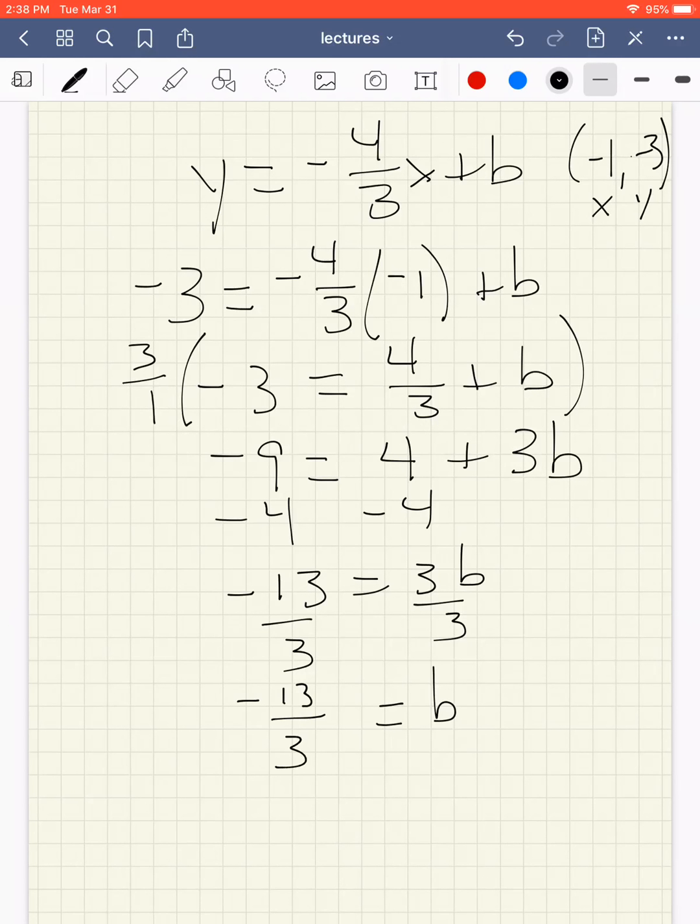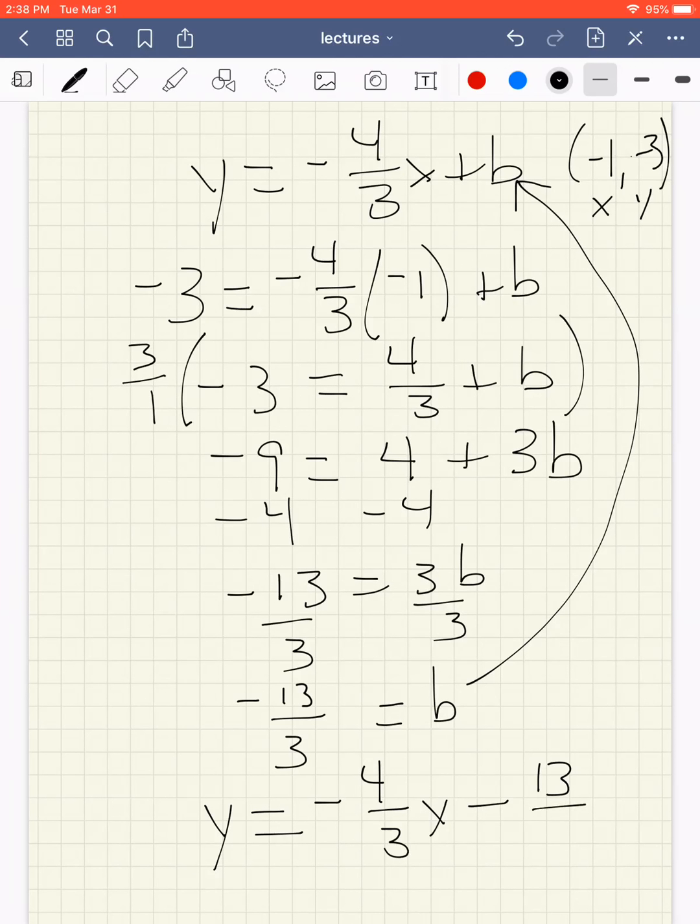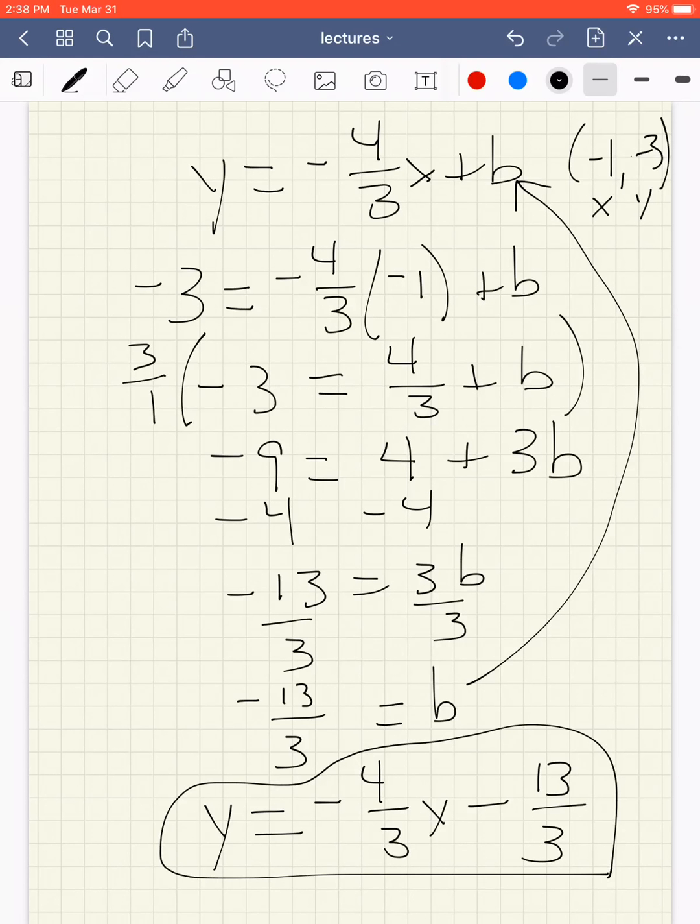And remember, we take that and put it right back up here so that the equation is y equals -4/3 x minus 13/3. All right, so that's when they give us an equation and a point. Alright, let's look at the bottom of page 451.